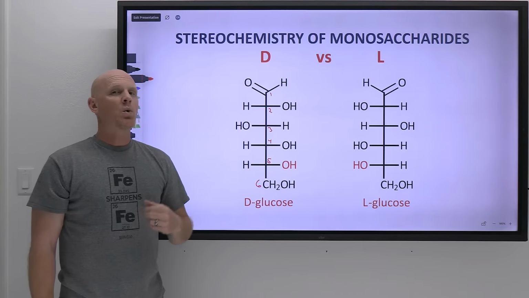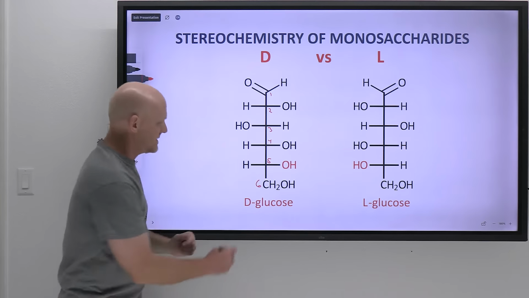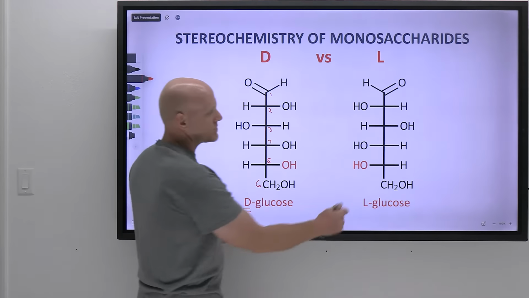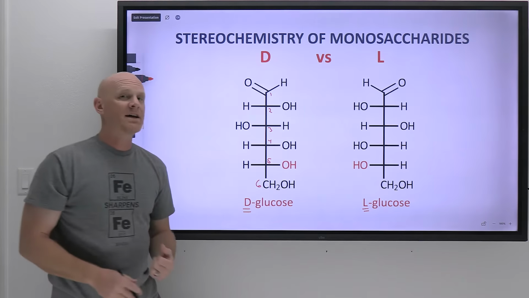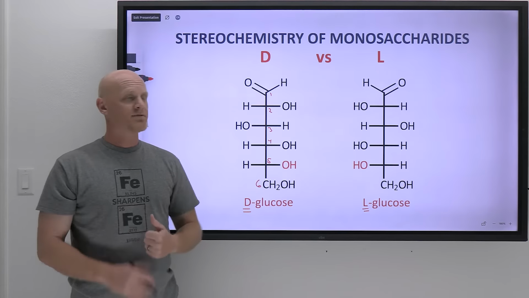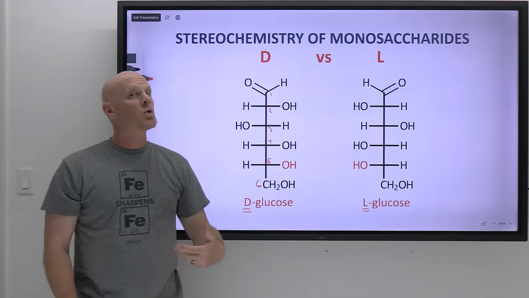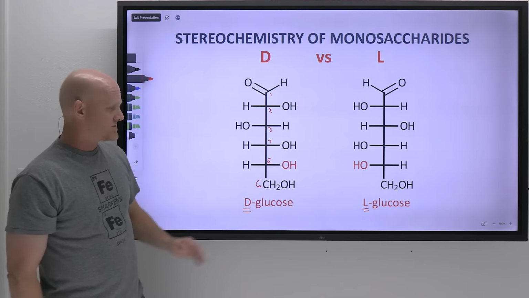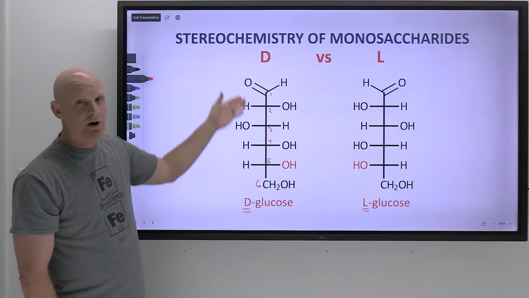And you want to find out where that hydroxyl group is. If that hydroxyl group is on the right, that's what's going to make it a D sugar. And if that hydroxyl group is on the left in the Fischer projection, that's going to be an L sugar. That's the way this is going to work, and that's going to hold true for all the sugars we identify. You're going to go to the lowest chiral center on the diagram, or the highest numbered carbon, if you will, and look at where the hydroxyl group is. If it's on the right, it's a D sugar. If it's on the left, it's an L sugar. So right here we've got D-glucose.